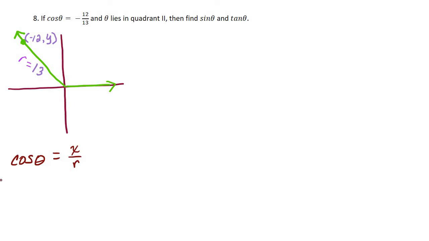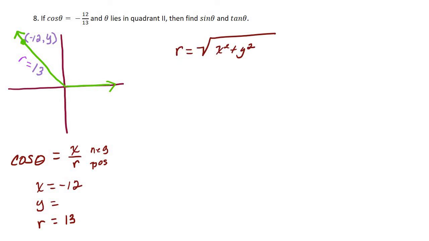Now I know that cosine theta is x over r. I know r is always positive. So if cosine theta is negative, then that means my x has to be negative. So x is equal to negative 12. Still don't know what y is. And r is going to be positive 13. I know from my circular definition that r is defined as the square root of x squared plus y squared. So I'm going to fill in the information that I know, and then I'm going to simplify this negative 12 quantity squared and then solve the equation.